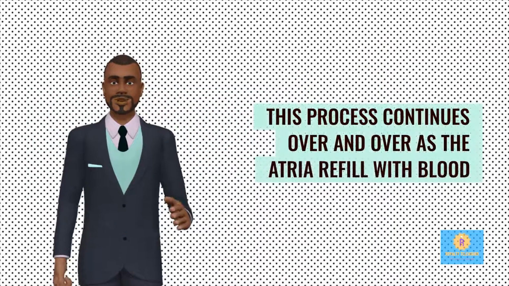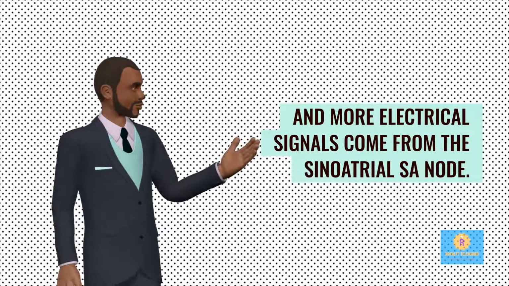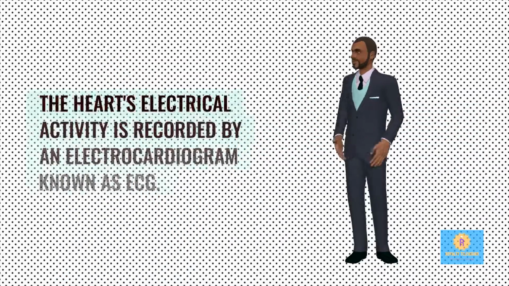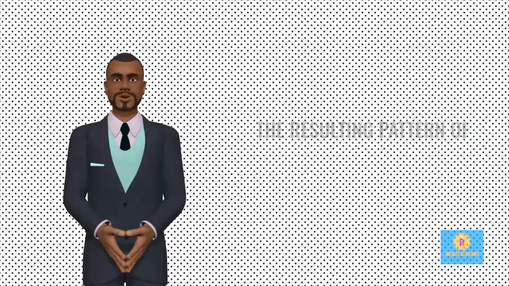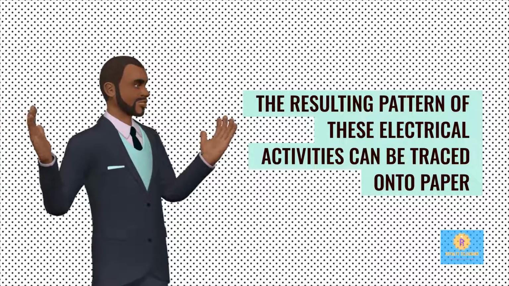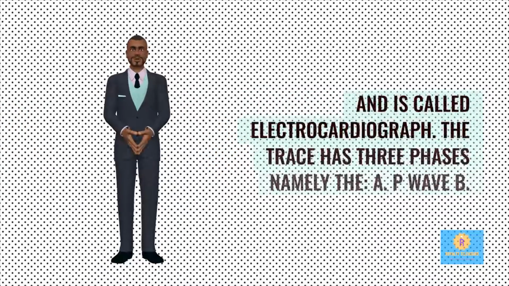This process continues over and over as the atria refill with blood and more electrical signals come from the sinoatrial SA node. The heart's electrical activity is recorded by an electrocardiogram known as ECG. The resulting pattern of these electrical activities can be traced onto paper and is called an electrocardiograph.